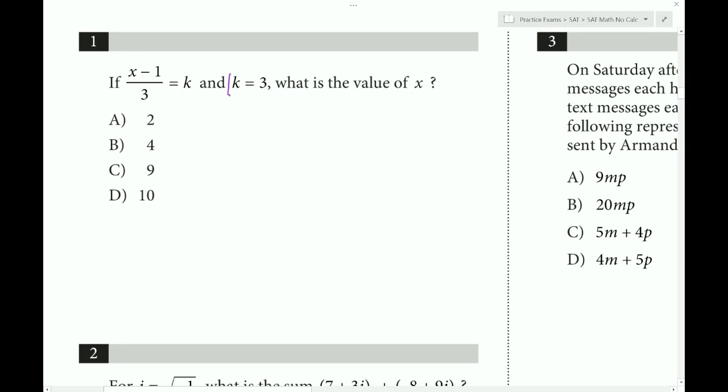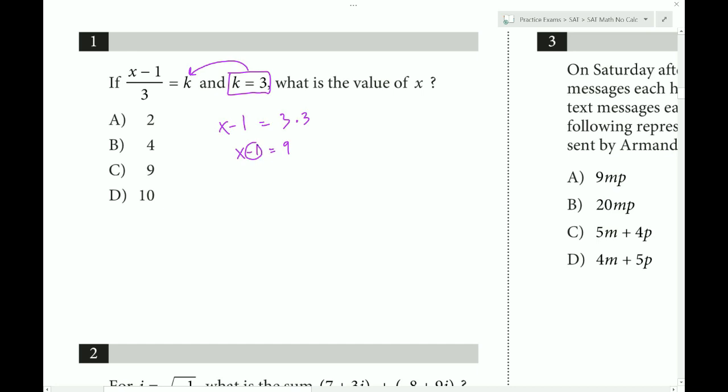So for this question, we have k equals 3, so we plug that in here. So we get x minus 1 over 3 equals 3. So first step here is we need to remove this 3 because we're isolating for x. So we move it to this side. Since it's a factor, it can be moved diagonally, right? So then we get rid of this. We get x minus 1 equals 9.